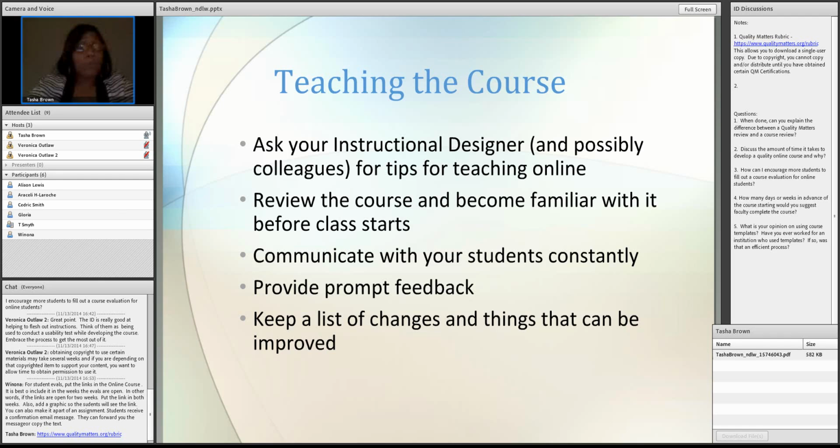And you can have a similar policy with providing feedback on written assignments or in graded assignments or your exam. Put that type of information in your syllabus so students can be aware of when to expect a response from you as it relates to those things. And like I stated before, keep a list of changes and other things that can be improved.